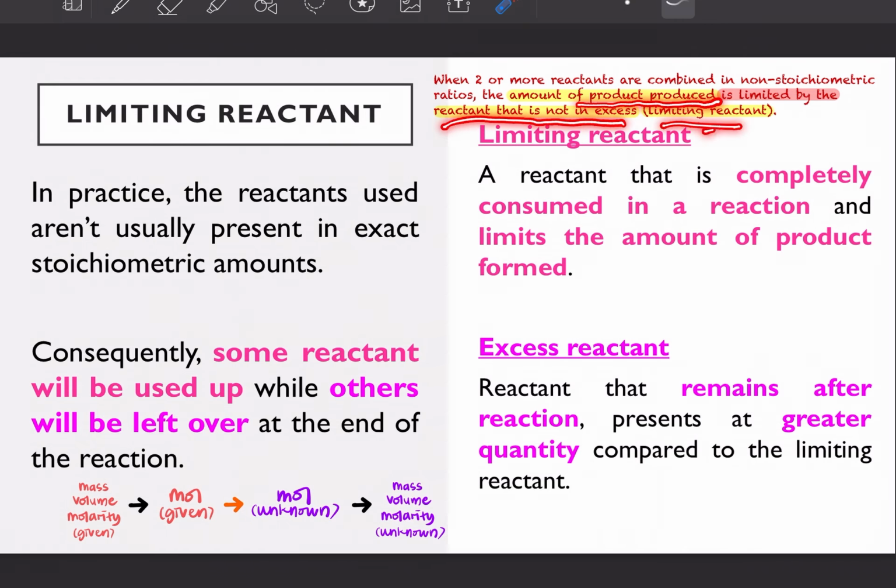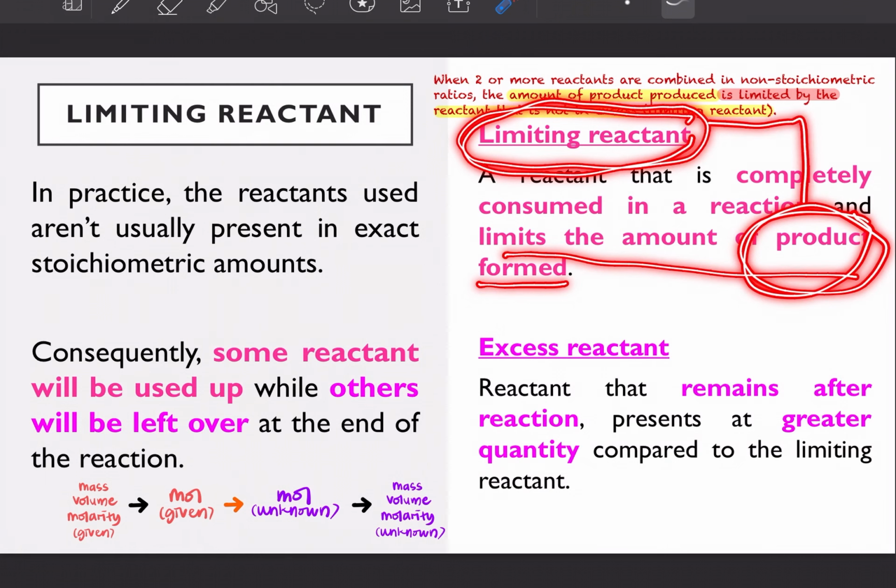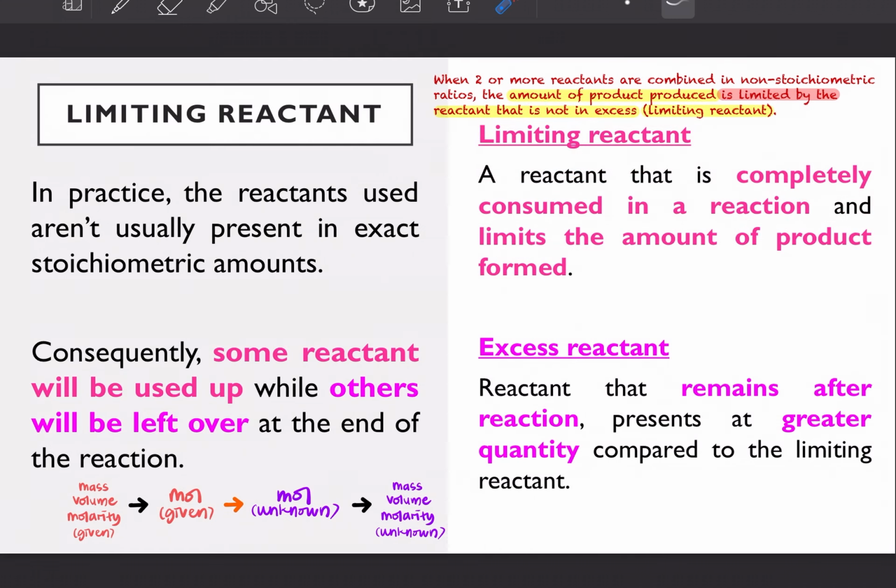Maksudnya limiting reactant. So limiting reactant, okay, is a reactant that is completely consumed, habis kita guna dalam reaction, and it is the one that will limit the amount of product that is formed. Okay, maksudnya limiting reactant will give the amount of product, right? So when you do stoichiometry, okay, you must find the limiting reactant in order to find the amount of product that is formed. Okay, to relate those two.